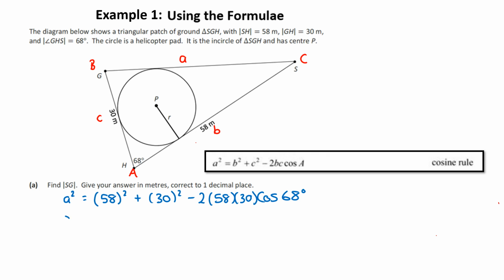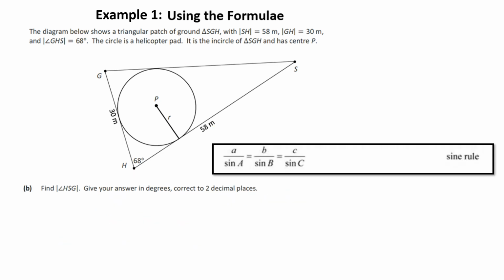We'll put that straight into the calculator because we can. And we get A squared is 2960.369. Then to get A, we'll do the square root, and we're going to round this to one decimal place, which is 54.4 meters, and that is the length of SG. It's a very straightforward question.